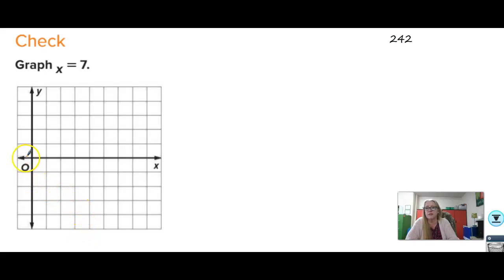Here we have x equals 7. So on the x-axis, 1, 2, 3, 4, 5, 6, 7. All right, we have a vertical line at x equals 7.